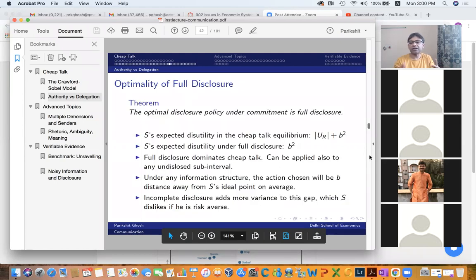You can show that, if you go back to those welfare calculations, this sender's expected disutility is the receiver's expected disutility plus beta b squared. If he commits to honesty, it'll simply be b squared. It'll be lower. That logic applies to the whole interval as well as any sub-interval. It's the same logic. The receiver always gains from more information, and the sender's payoff is the receiver's payoff plus some factor. So anything which reduces that is good for the sender too.